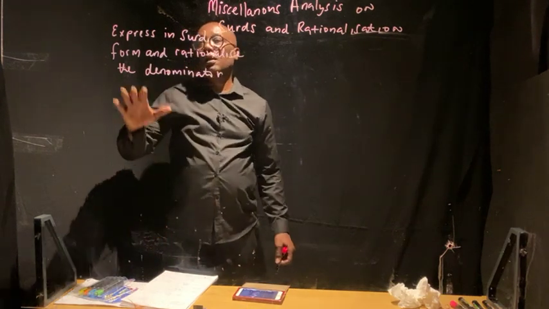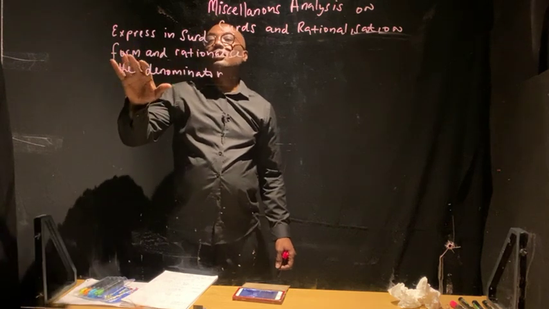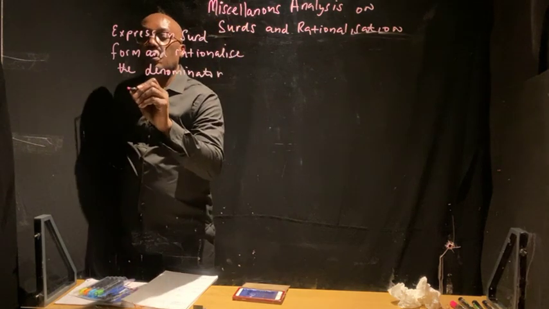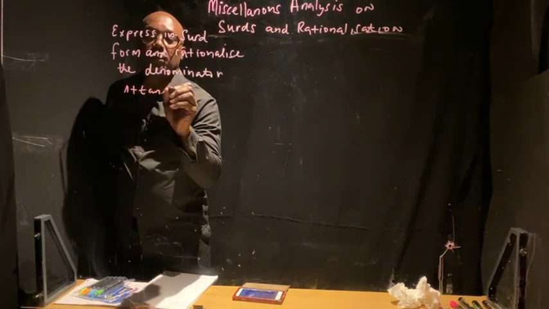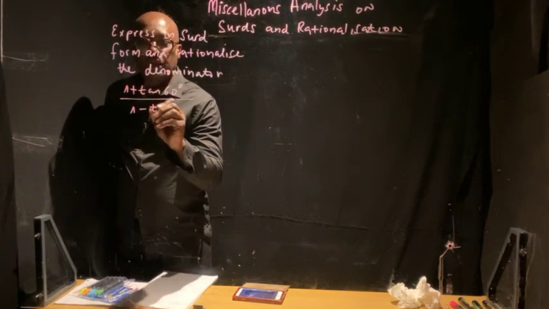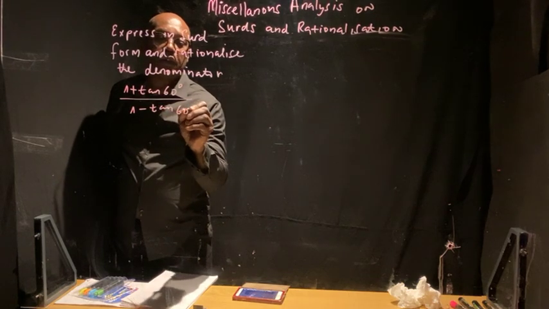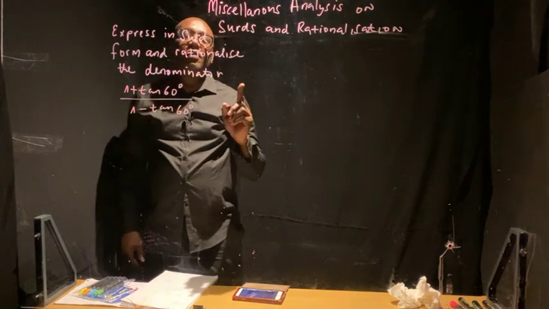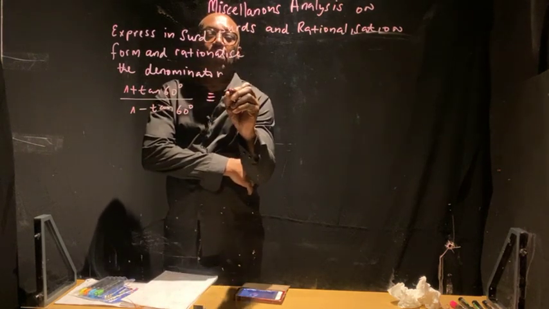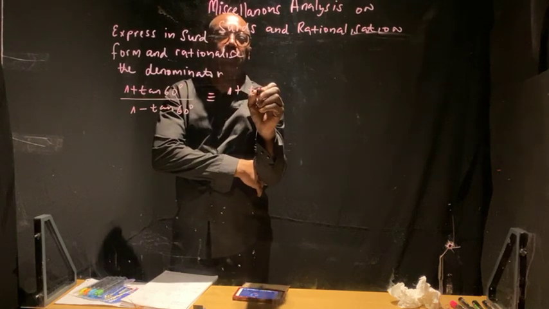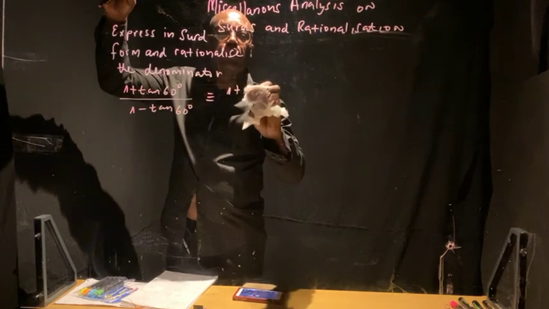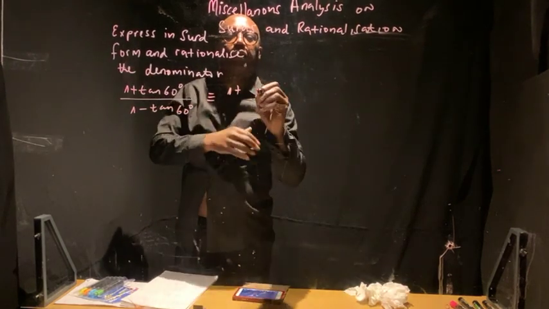The next question: express in surd form and rationalize the denominator. The question is giving us 1 plus tan 60 degrees over 1 minus tan 60 degrees. But remember, tan 60 degrees is equal to root 3, in which case we have 1 plus tan 60 is equal to root 3. So it becomes 1 plus root 3.